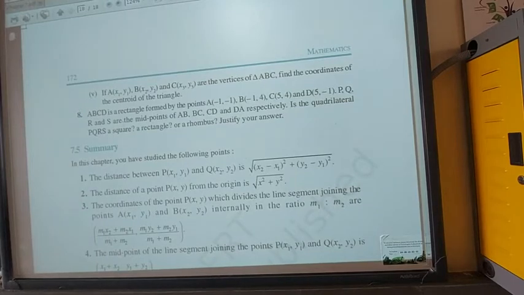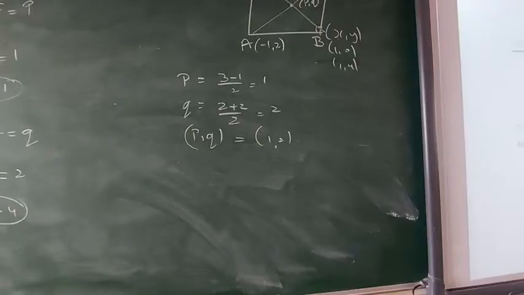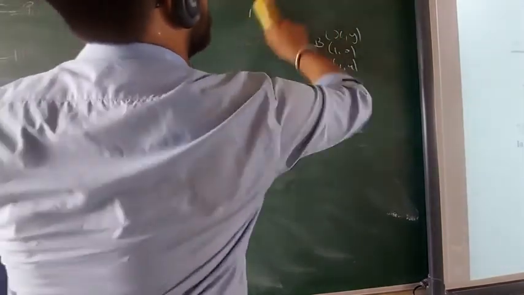ABCD is a rectangle formed by the points A, B, C and D. These are the corner points. P, Q, R and S are the midpoints of sides AB, BC, CD and DA respectively. Is the quadrilateral PQRS a square, rectangle or a rhombus? That we have to tell. This question is your homework question. So I will just explain here. You have to do it on your own.